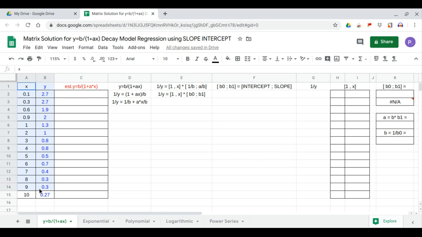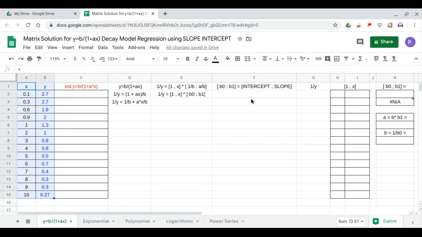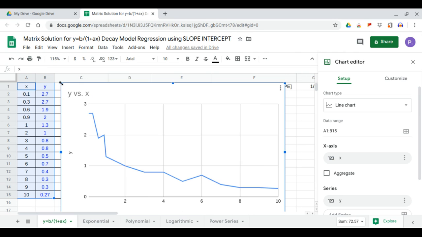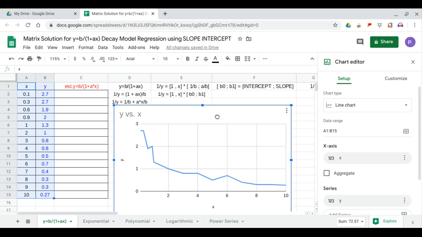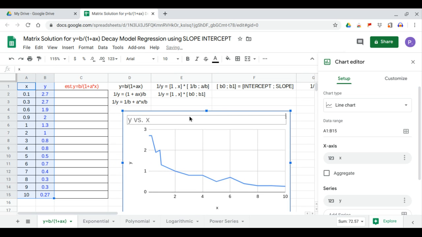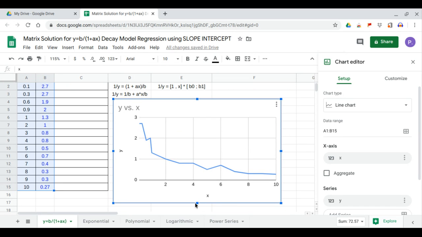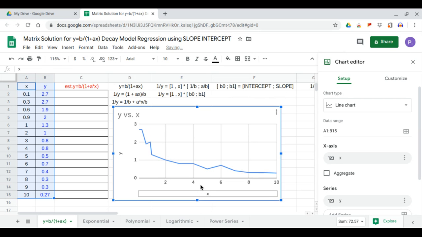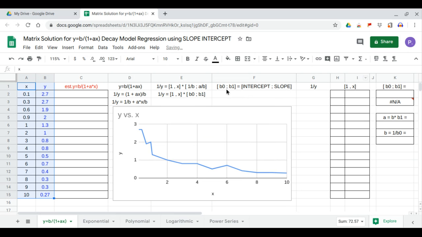First, we begin with the existing data set. We have a data set here, we draw the chart, and it's a line chart which is a decaying chart. So there's a decay where the value starts from 2.7 and goes down to 0.27. We will calculate the coefficients a and b and draw the trendline equation.